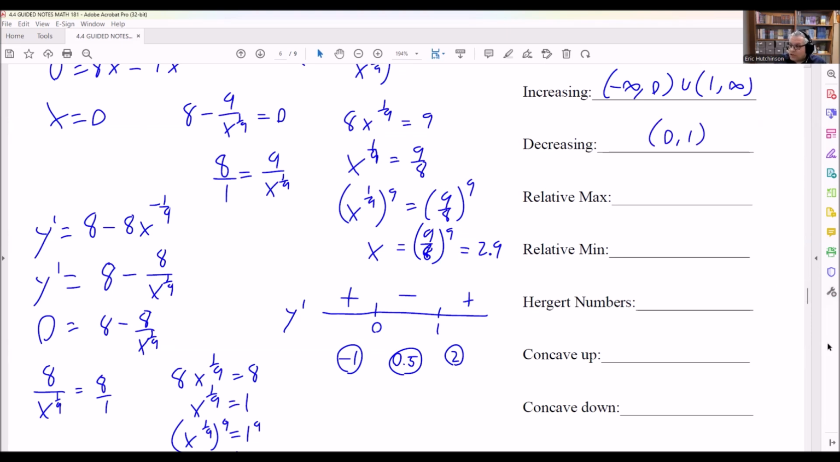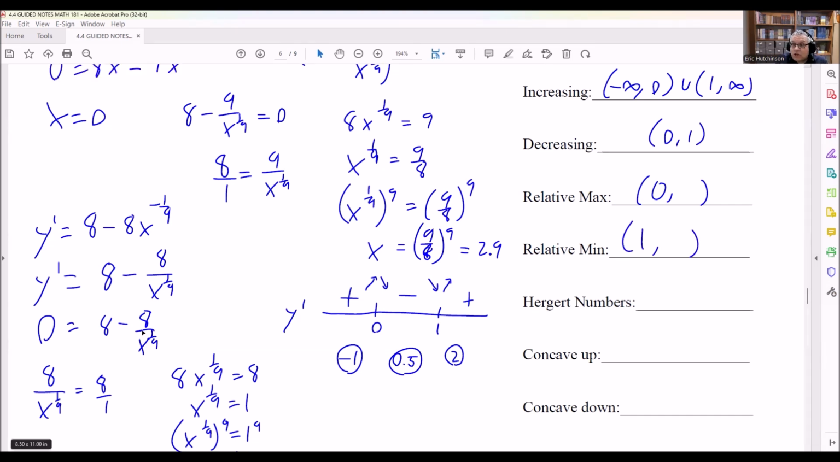So we have those. Now, let's look for if we have a relative max on here. We do. This is increasing, and this is decreasing. This is decreasing, and this is increasing. So it looks like we have a relative max at 0, and we have a relative min at 1.